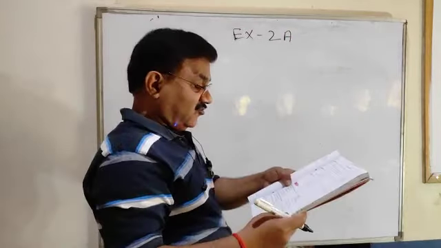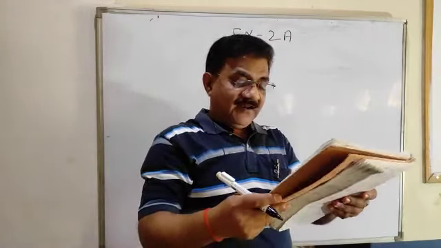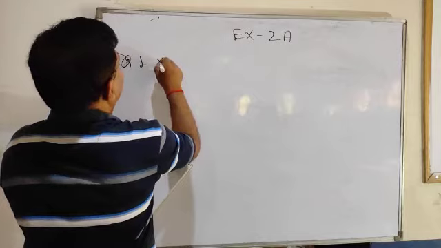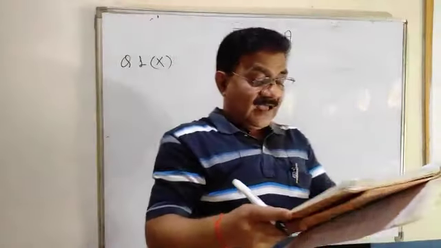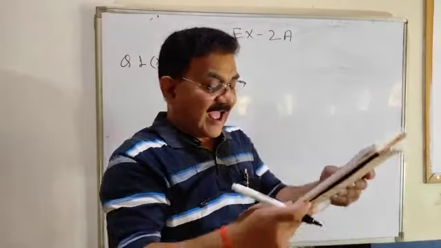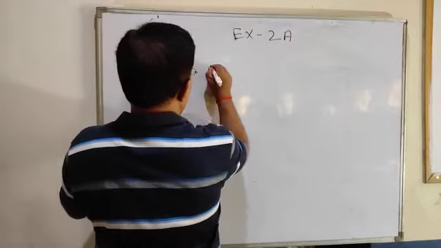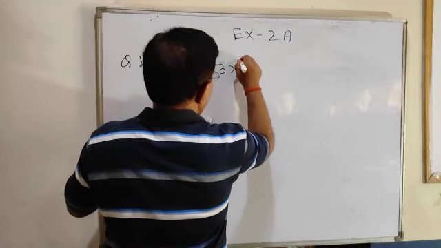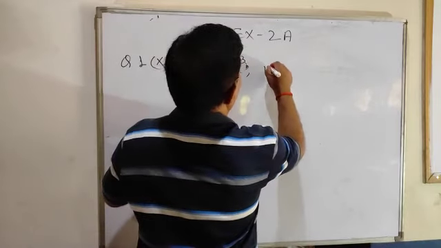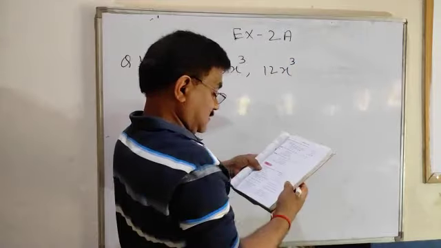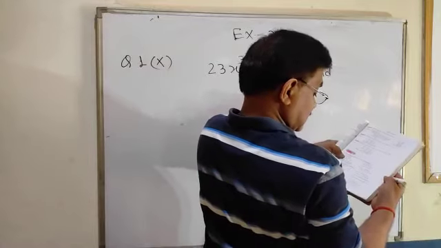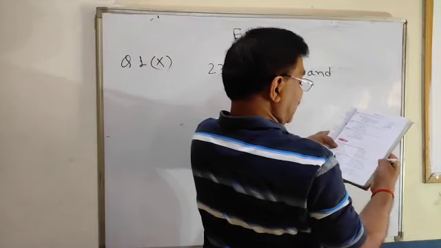In exercise 2a, question number 1(10), we will solve. What is this? Add the algebraic expressions in each of the following. Means we have to add 23x cube, 12x cube, and minus 34x cube.